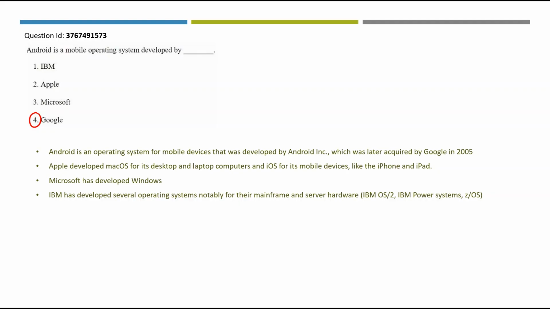What about Microsoft? Microsoft has developed Windows. What about IBM? IBM has developed several operating systems, notably for their mainframe and server hardware. Some of the systems are listed here: IBM OS/2, IBM Power Systems, and z/OS. Every company that is listed here has its own operating system.